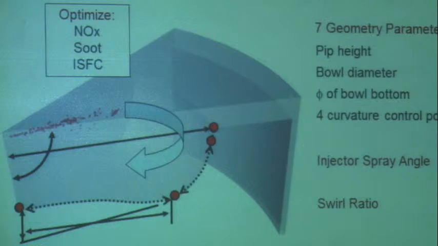Doing this experimentally would be almost impossible. Think of how many pistons you would have to cut and install and then run. So this really shows the power of these tools, these simulation tools.